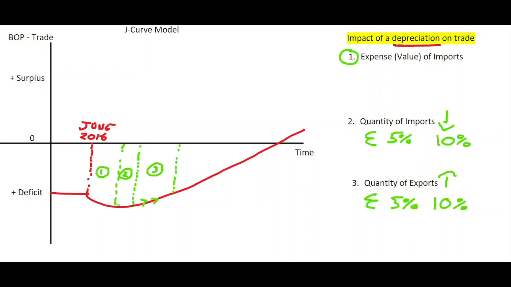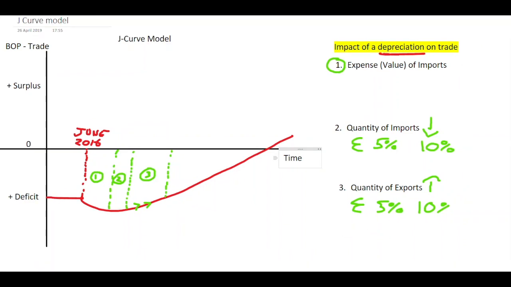So all these three effects will cause what we call the J-curve effect, which is an initial deterioration of the balance of payments followed by an improvement in the balance of payments if the elasticity of exports plus the elasticity of imports, in their absolute value, because they'll be negative, are greater than 1. We have what's called the Marshall-Lerner condition. And what this means is that a depreciation of the currency will lead to an improvement in the balance of payments.